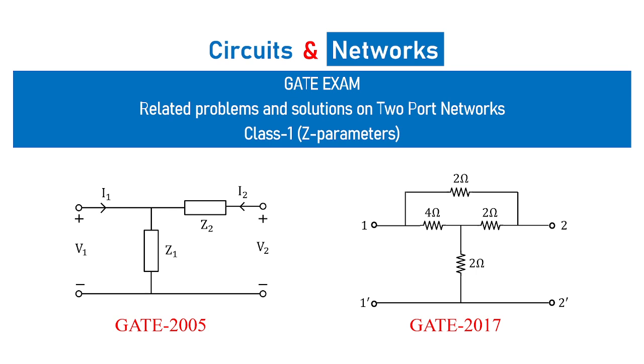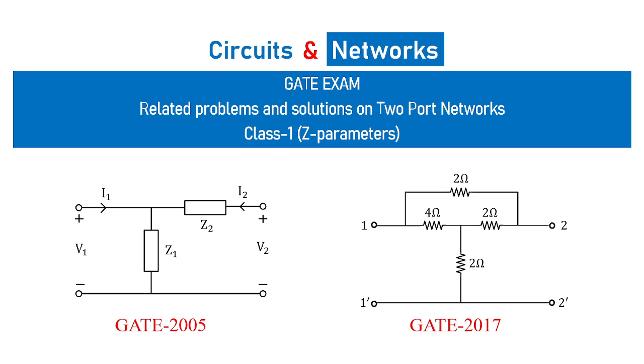In today's GATE exam preparation, we are going to see problems related to two-port networks. And this particular class, we are going to treat as class 1 under Z parameters, especially for two-port networks. So here you can see there are a few examples given, which were asked in GATE 2005 and 2017.